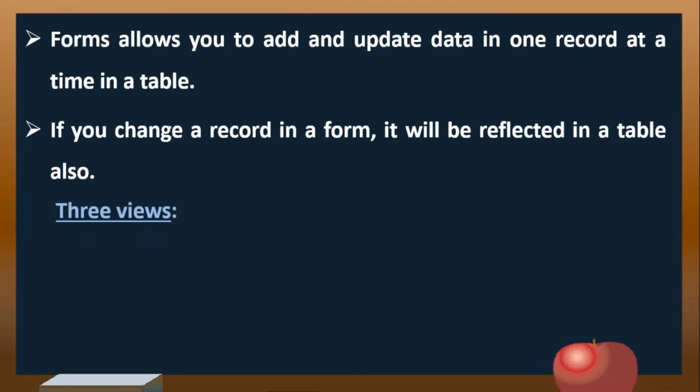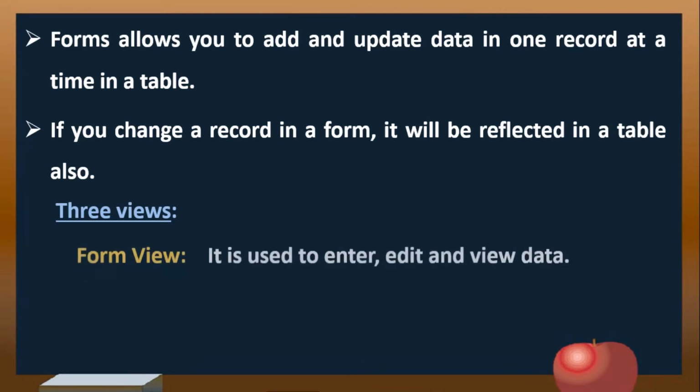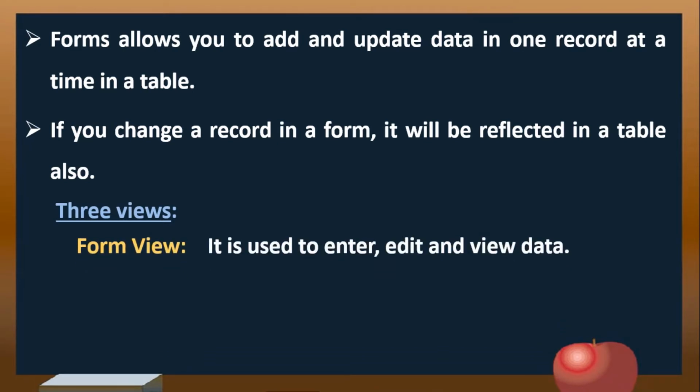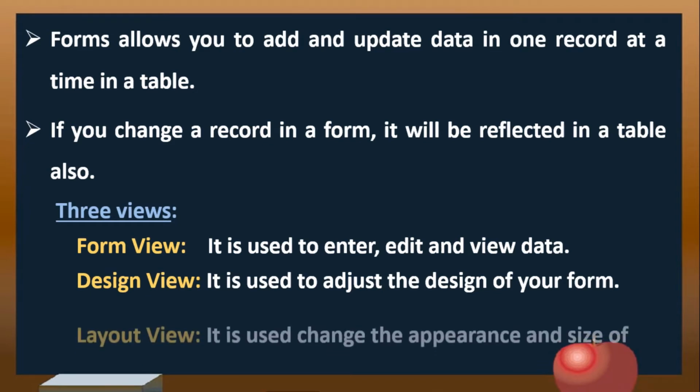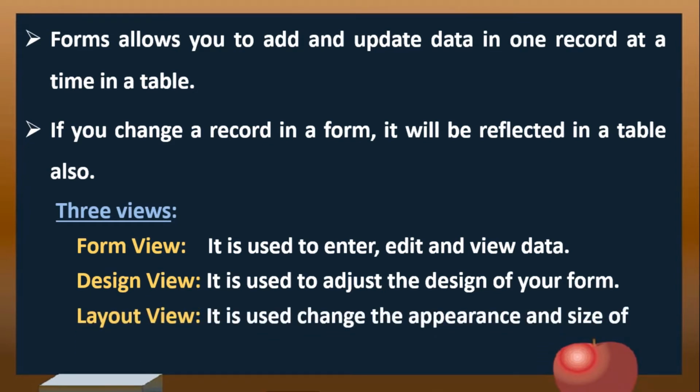So there are three ways to view the form. The first is form view. Form view is used to enter, edit and view the data. The second is design view, and it is used to adjust the design of your form. The last is layout view. It is used to change the appearance and size of the various controls of forms.